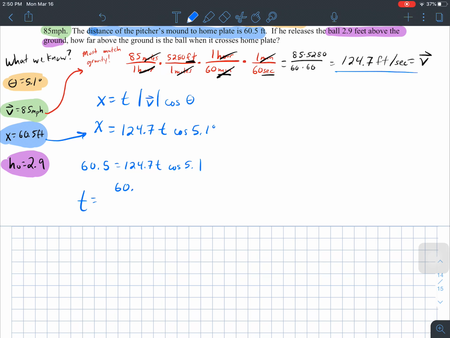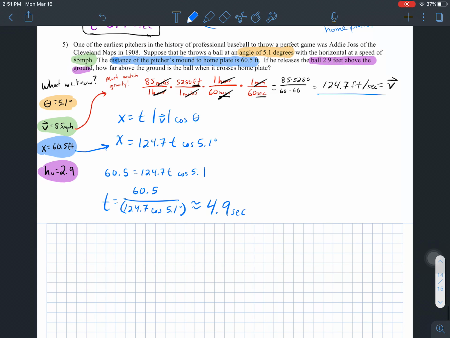And to solve, I'm going to take 60.5 and I'm going to divide by 124.7 cosine of 5.1 degrees. Again, make sure you type it in your calculator right. Either use the fraction feature, which is the green button, alpha y equals, or put this in parentheses if you're typing it in one line. And that is going to give you about 4.9 seconds. That's how much time it takes to get to home plate, the horizontal distance.